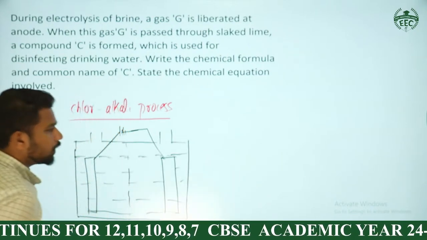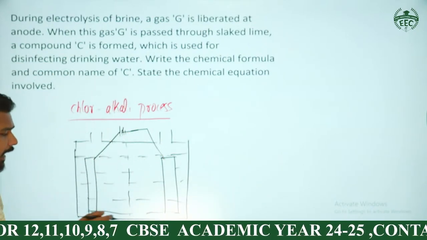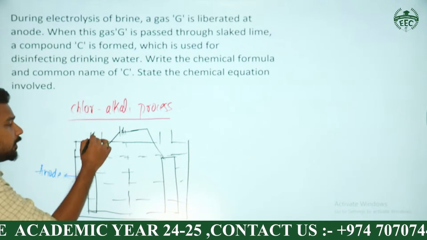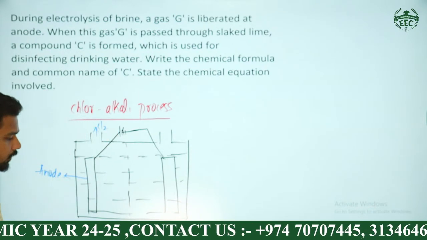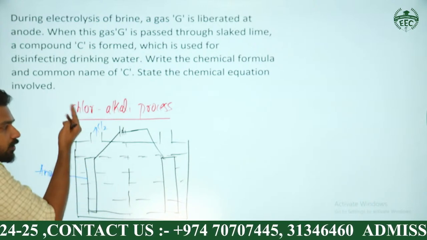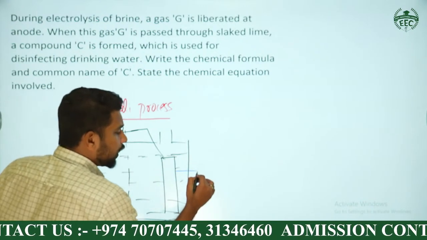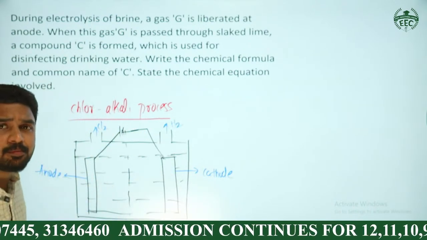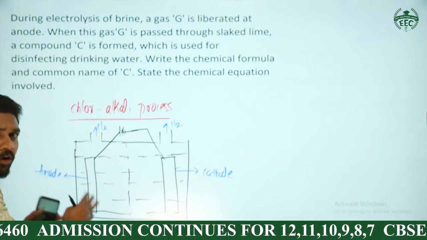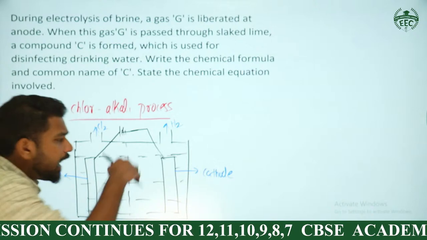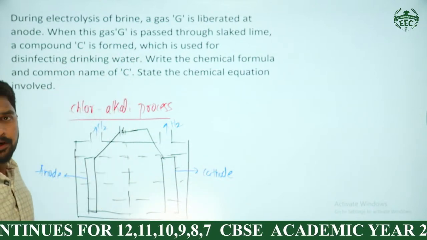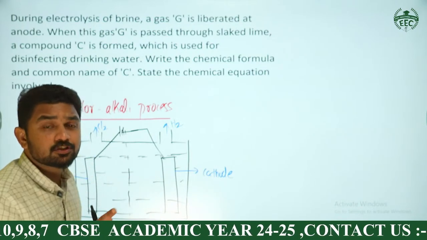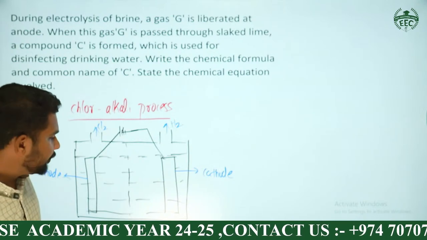When electricity is applied, towards the anode, chlorine gas will be liberated. This is the anodic chamber, right? So chlorine will be liberated. And at the cathode, hydrogen will be liberated. So in the part of the anode, chlorine is liberated, and in the part of the cathode, hydrogen is liberated. But not only chlorine and hydrogen, sodium hydroxide, NaOH, is also formed along with it.